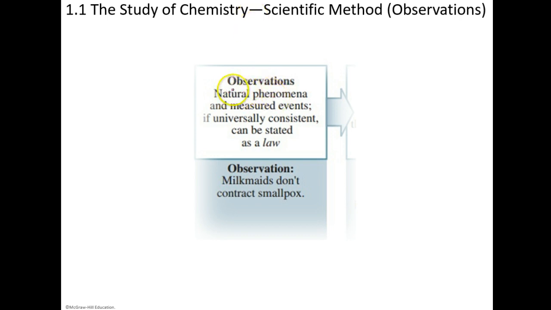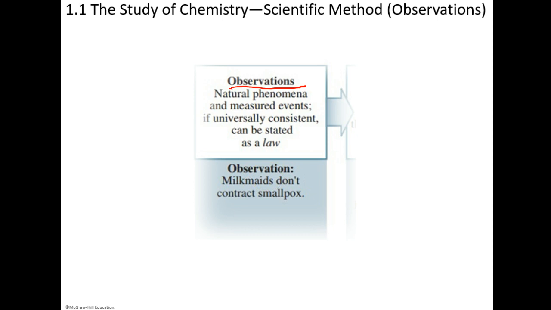Okay, you have to have an observation of some sort of natural phenomenon or a measured event of some sort. Now your book uses this as an example: milkmaids don't contract smallpox. I think it's actually an interesting story of smallpox and the discovery of how we eradicated smallpox, a vaccine for smallpox. So that's what they use. It's an interesting example, but I think it's a pretty good example of the scientific method.